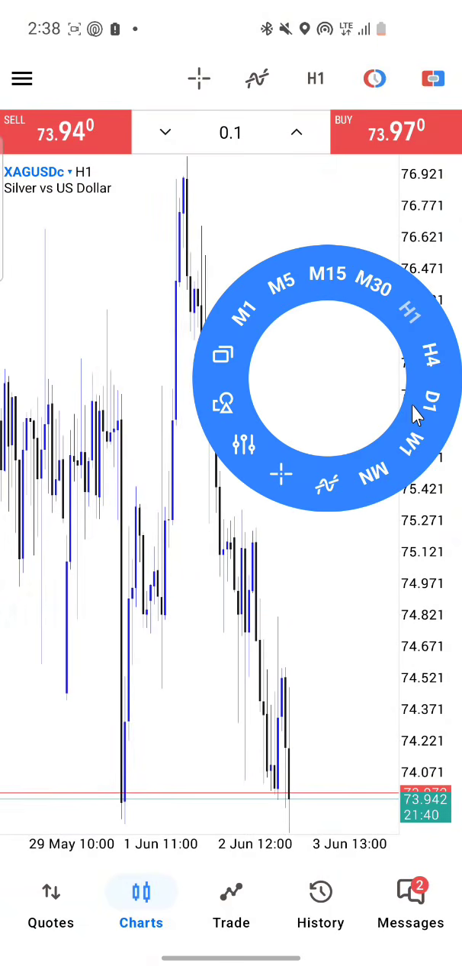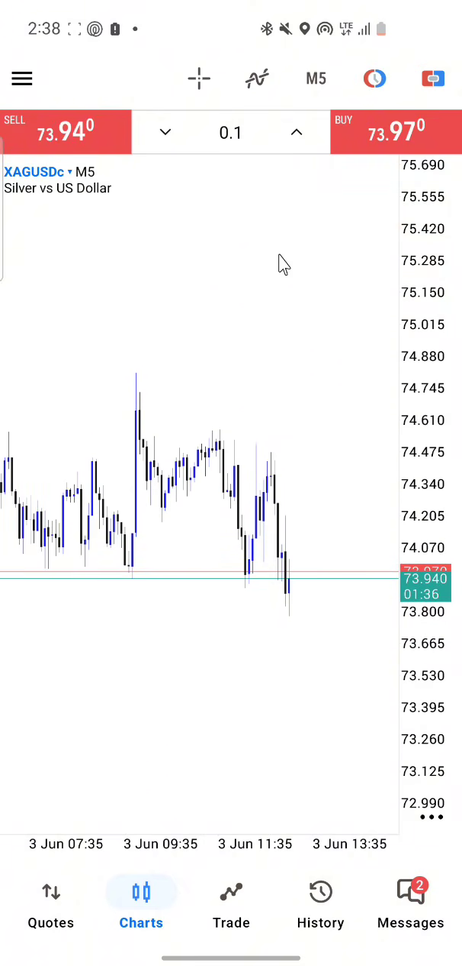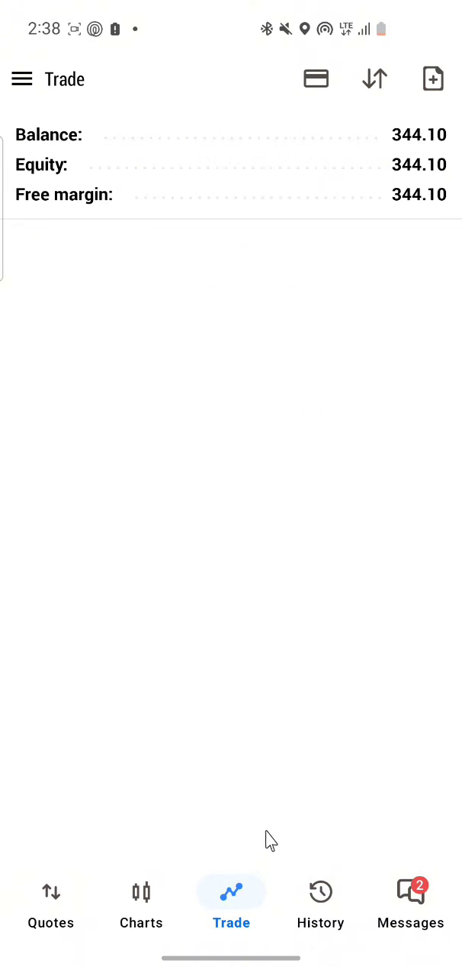After the loss on gold, I switched to silver. Right here, I've determined my bias, I've done all of that. So I'm actually going to full margin this account. Not enough money, I will reduce the leverage.